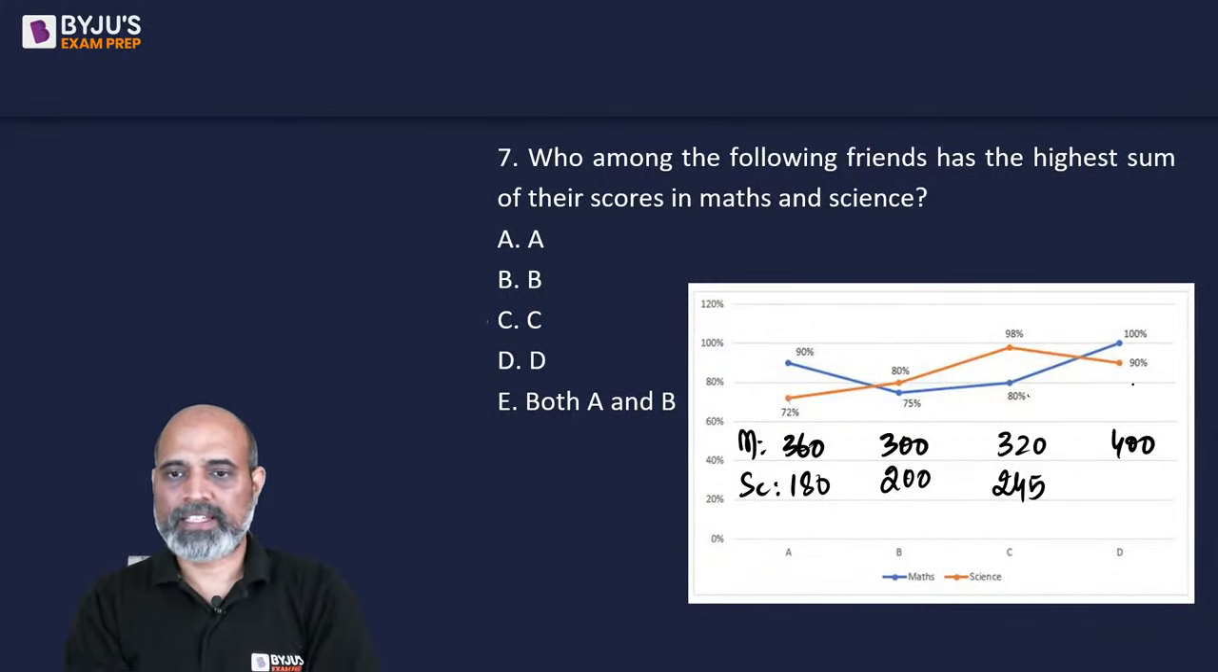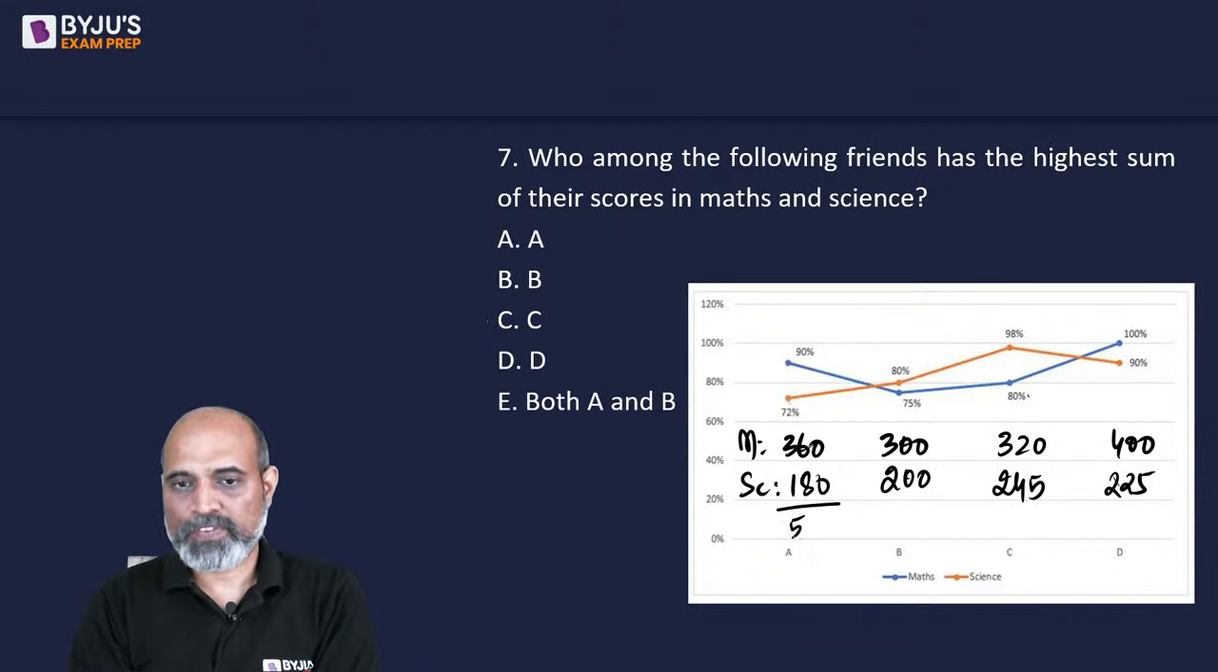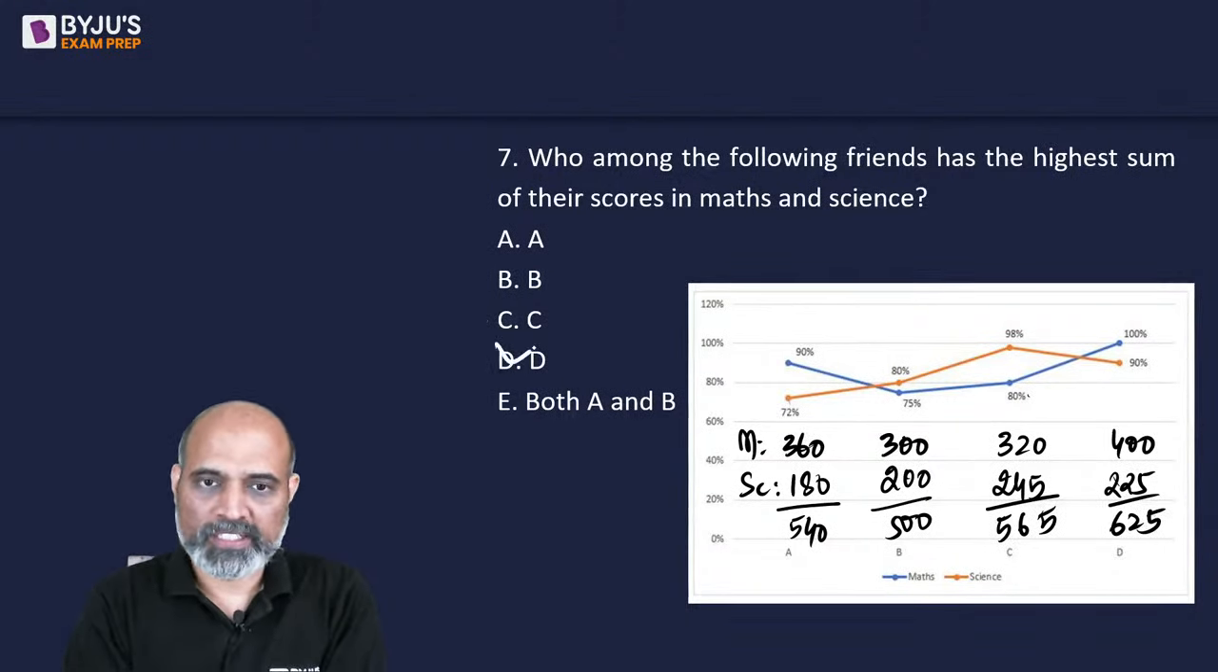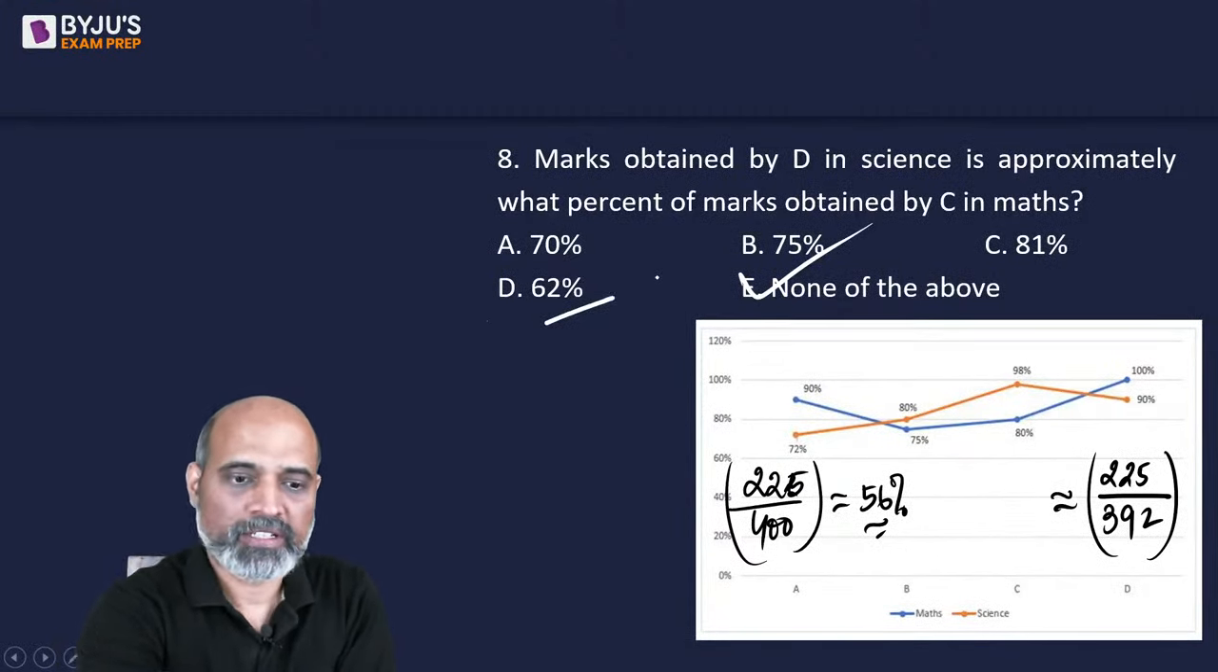And then we have 90% of 250, which is 225. So the sum is 540, 500, 565, and 625. So the answer to this doesn't change, question number 7. But I think for question number 8, ये change हो जाएगा.